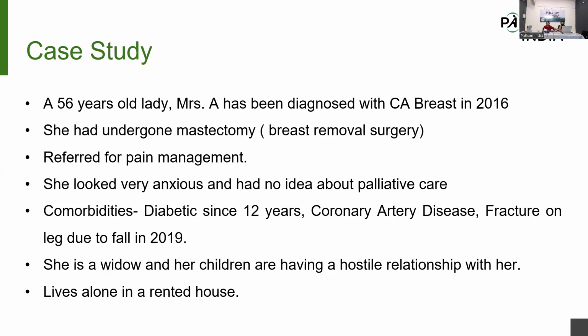Okay. What's the financial status? See, we have only this much information as of now. She's living in a rented house. Okay, so it gives an idea that she's not having a home of her own. Maybe the financial status would be very poor.